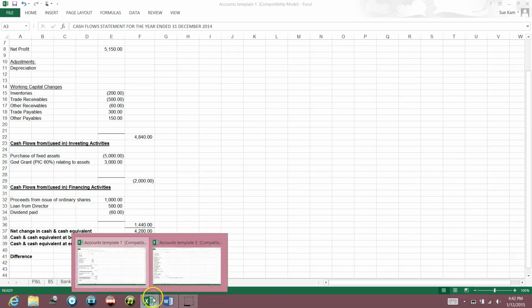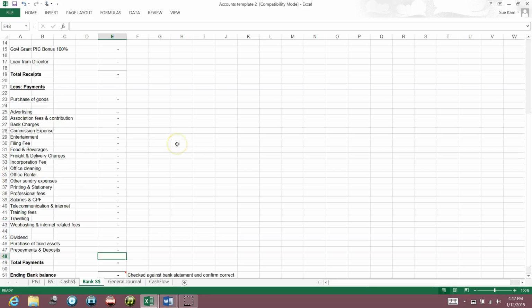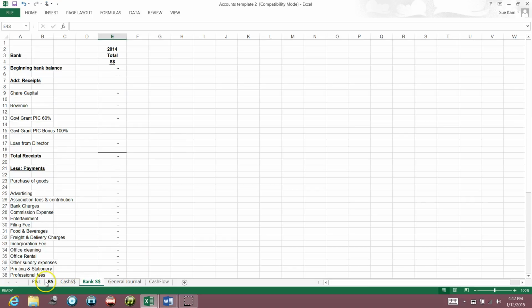Okay, so then I have a second template here. Same as before, we have the profit and loss account, balance sheet, then we have bank. I just put in some figures. The beginning bank, because this is suitable for a first year company. Template 1 and template 2 are suitable for a first year company. So I just put in some figures, so as not to waste your time. I don't fill up all the figures.